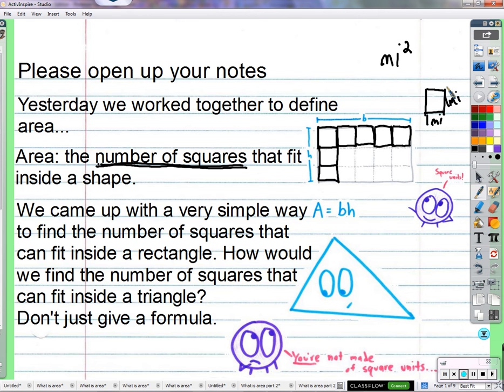Here's 1 square. There's another square. 1 square, 1 square, 1 square. So the area of this square is 1 square. The area of this part, if I block it off, is just 2. The area of this whole thing, how many squares fit inside of it? 15. So the area is 15. But when we just say 15, we don't have anything to call it. 15 arbitrary squares.